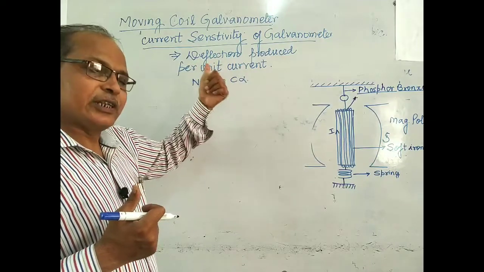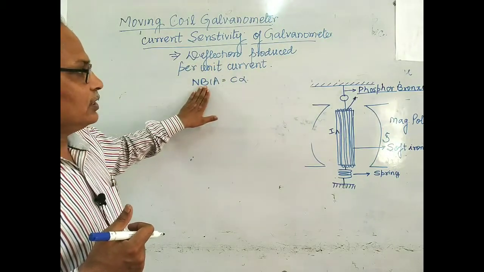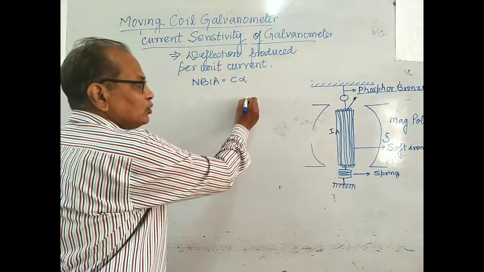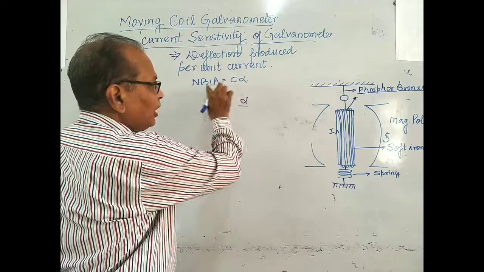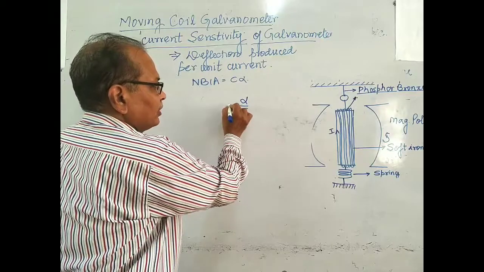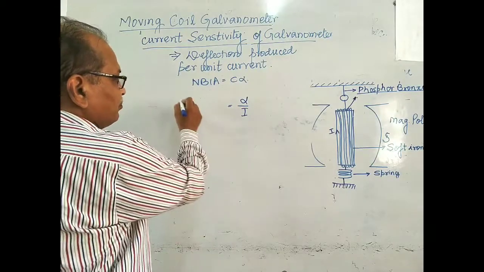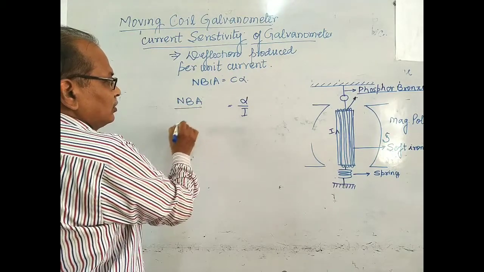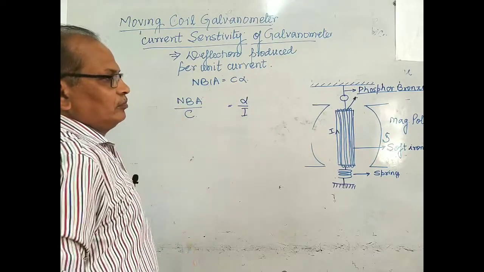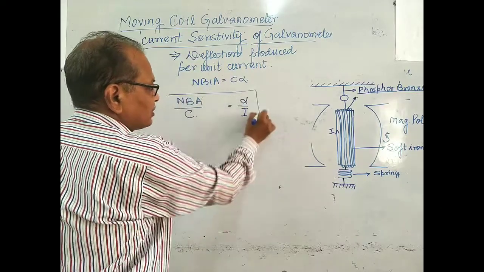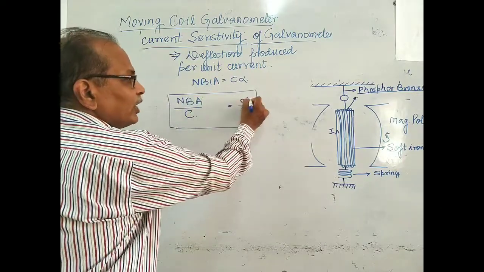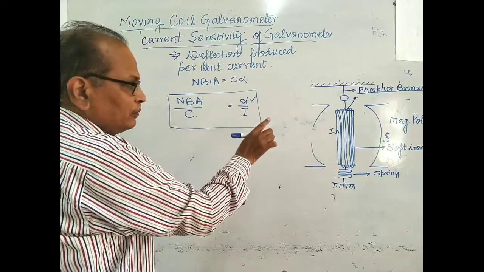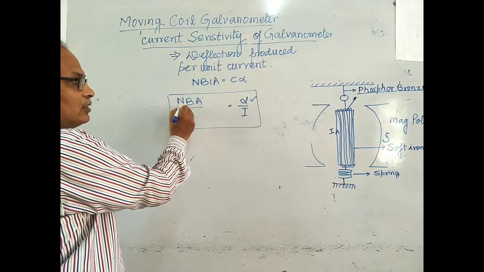Deflection produced per unit current. Now, this is the condition which you studied here. Deflection produced per unit current is alpha upon I. It can be written as NBA upon C. This is the deflection produced per unit current of the galvanometer, and it is this.